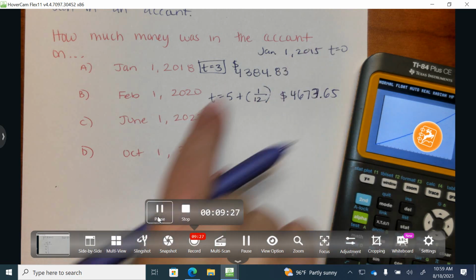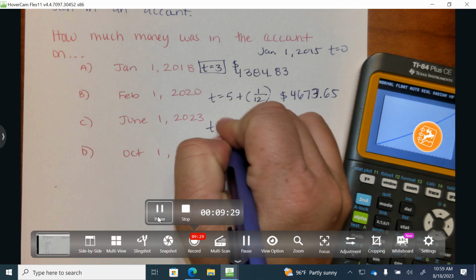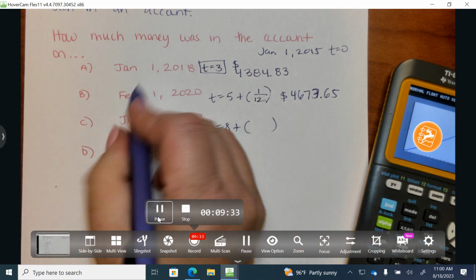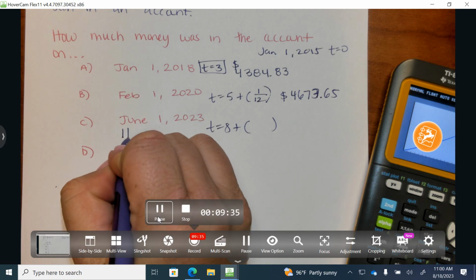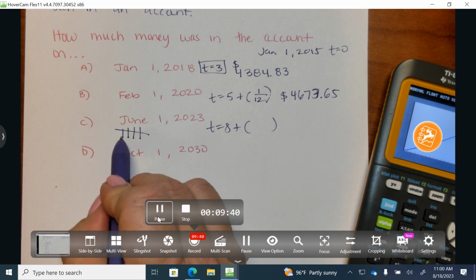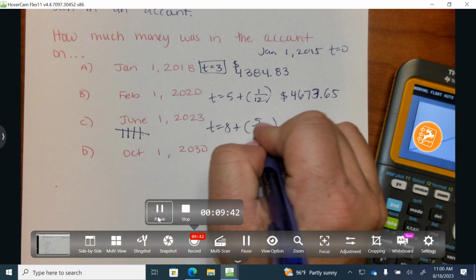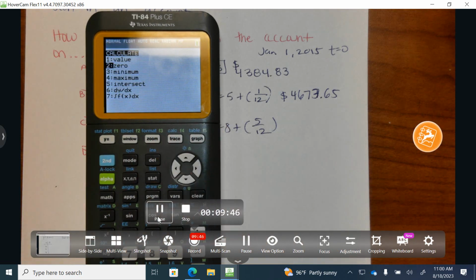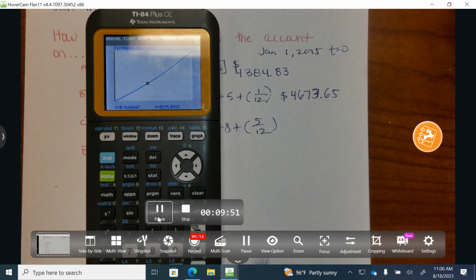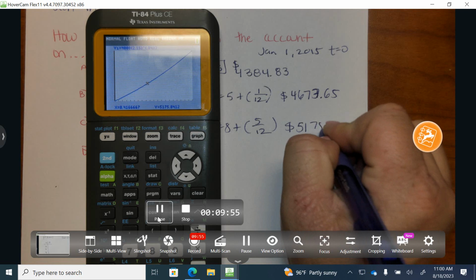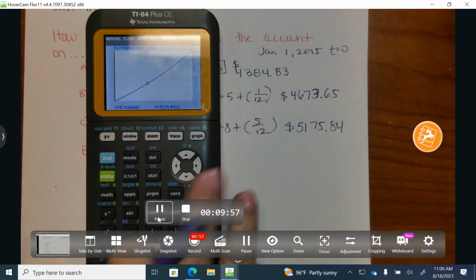I take and I subtract them to get an answer of 8, but I have additional months. So January 1st to June 1st, January to February, February to March, March, April, April, May, May, June. So 1, 2, 3, 4, 5. Total of 12 months in a year. Second trace, and I'm going to go 8 plus 5 divided by 12. $5,175.84.